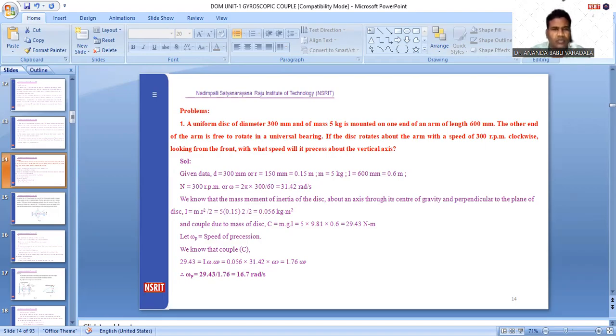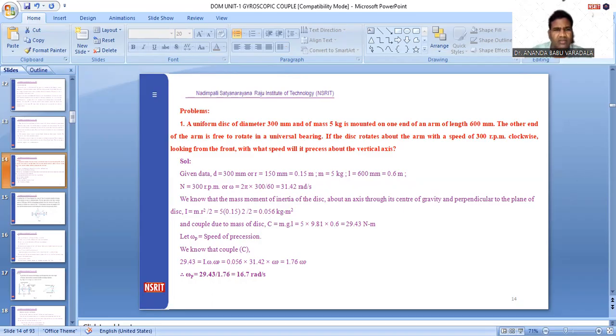Okay, then we will go to the couple due to mass of the disc. The theoretical formula for the couple due to mass of the disc is C equal to m g l. M is the mass of the disc, g is the gravitational acceleration, and l is the length of the arm. By substituting the mass, gravitational acceleration, and length of the arm, we will get the couple due to mass of the disc, C equal to 29.43 Newton meter.